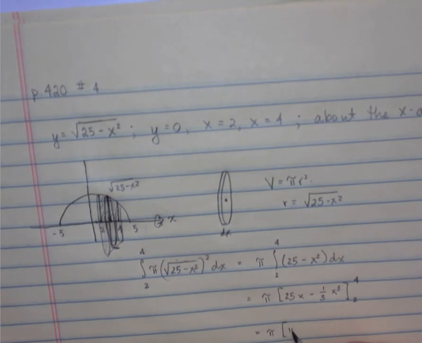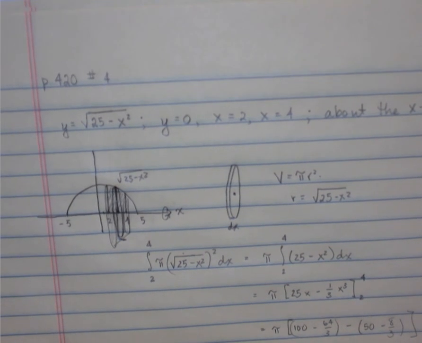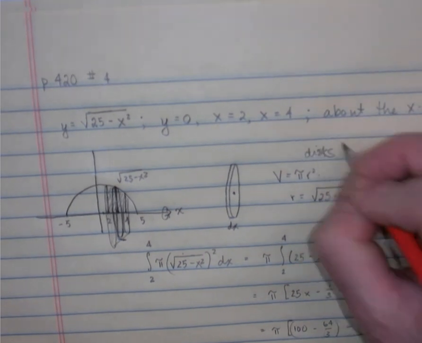So that gives us 100 minus 64/3 for plugging in the 4. When we plug in the 2, we have 50 minus 8/3. And you can do the rest. But that's the heart and soul of that problem. And again, we're using the method of disks.